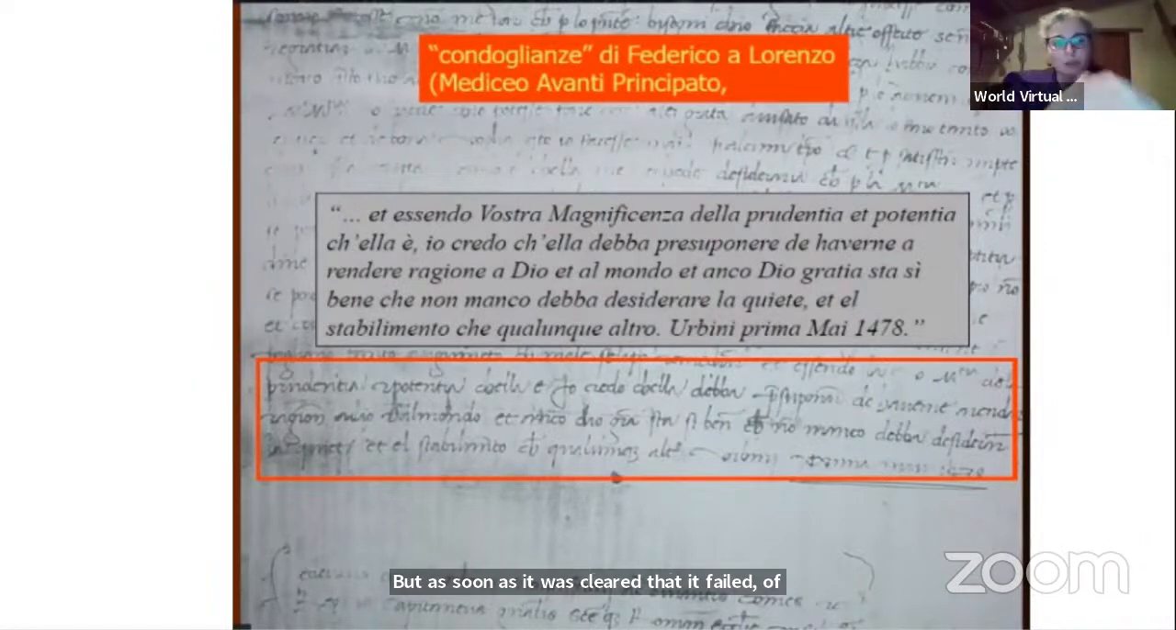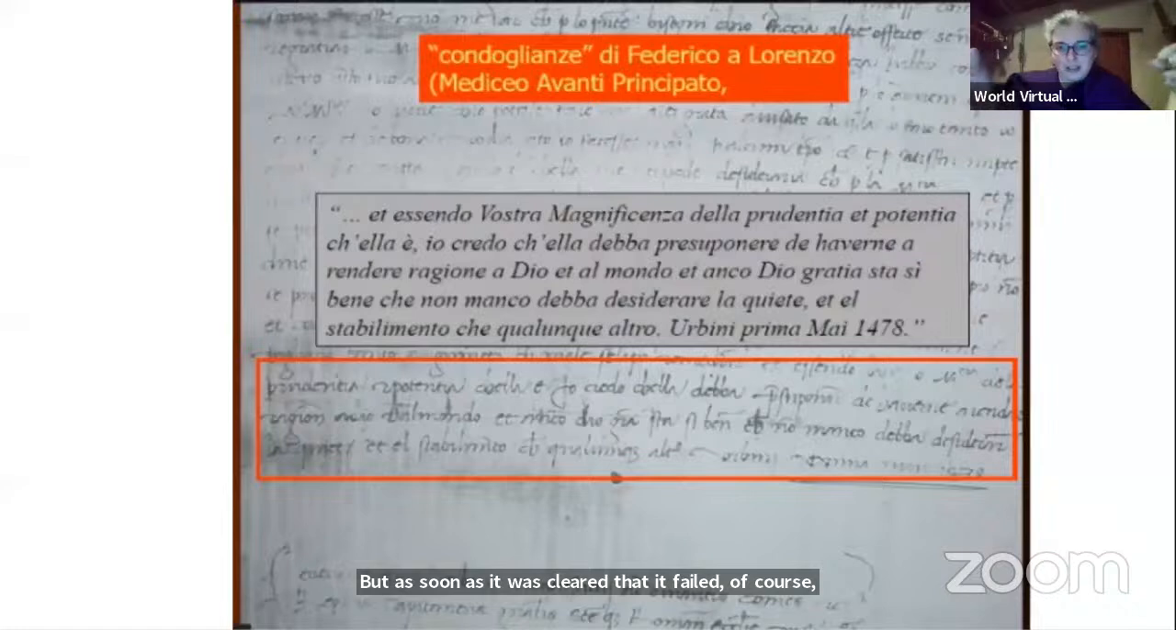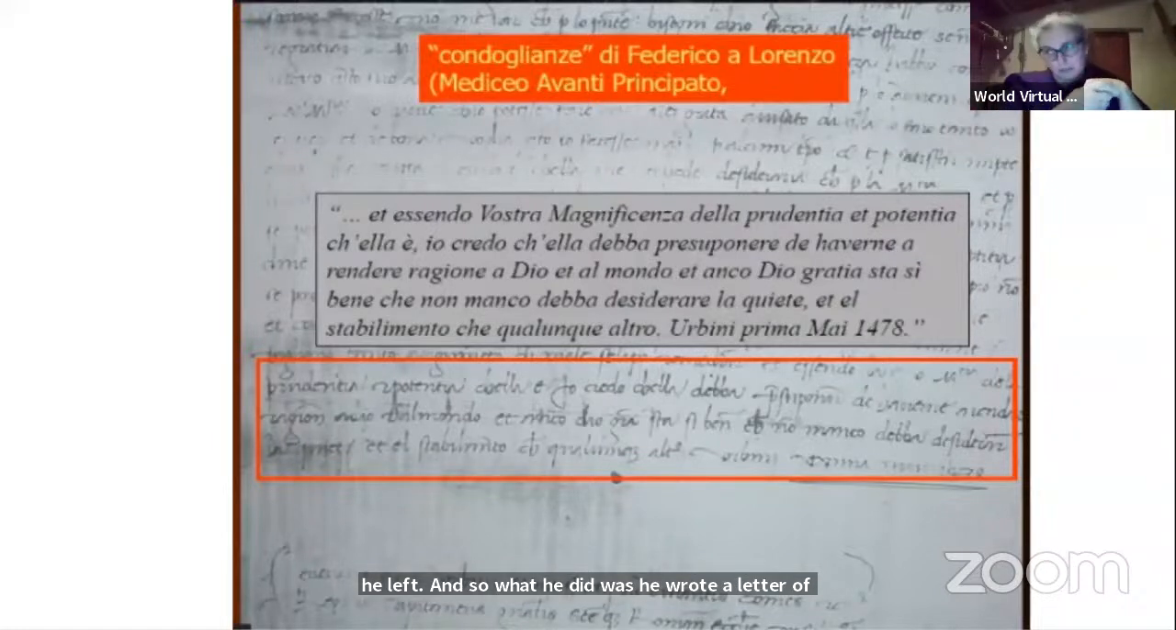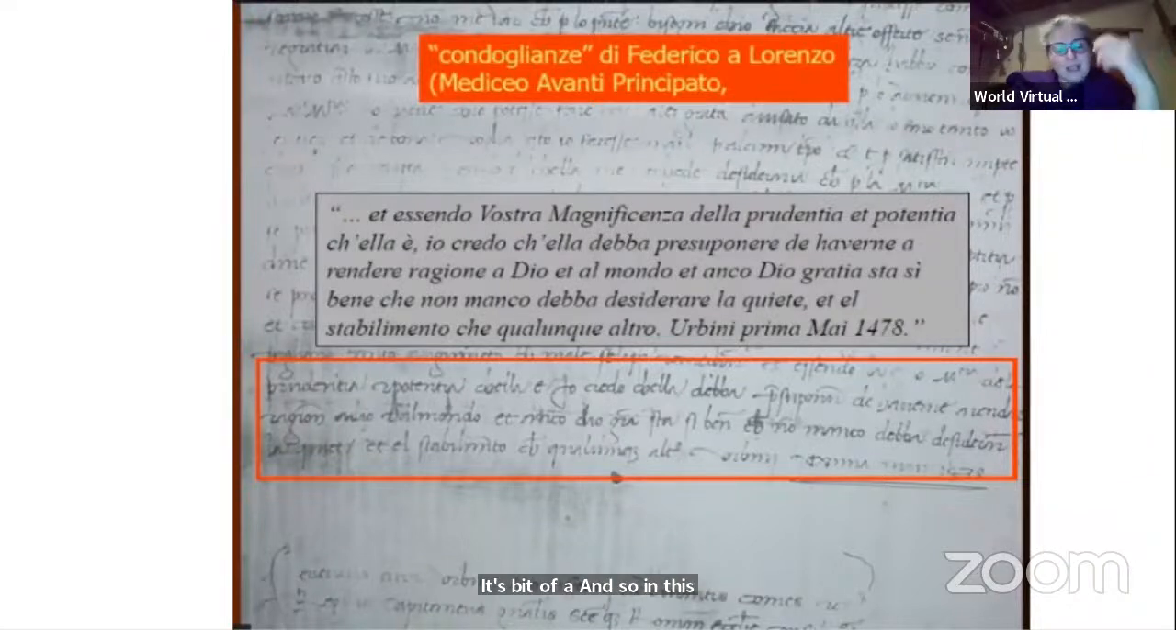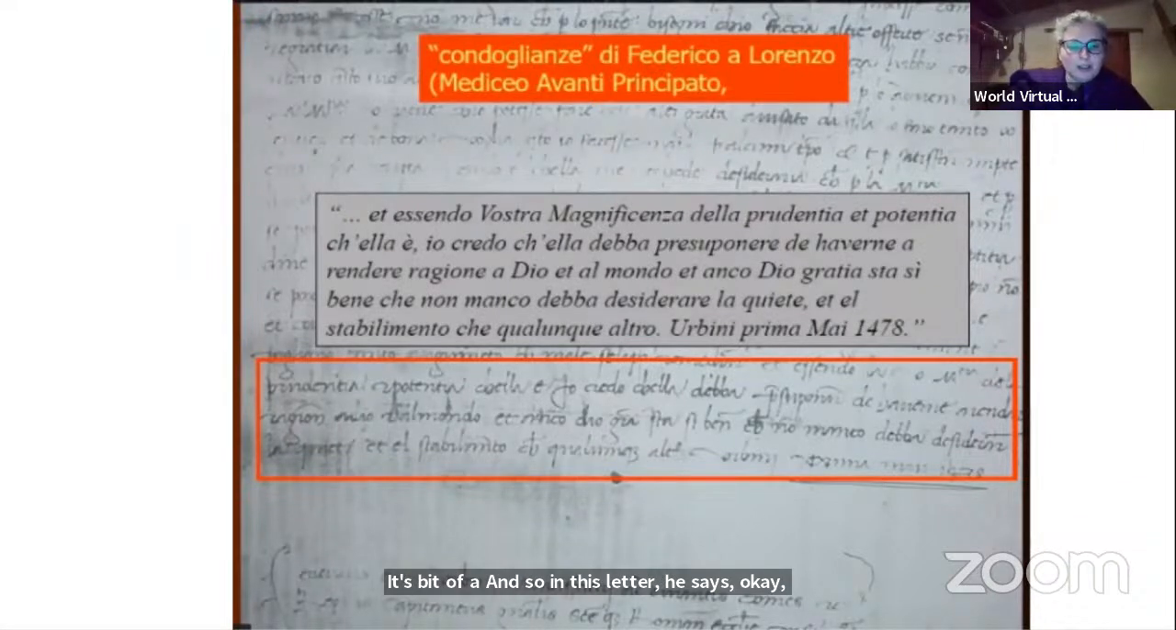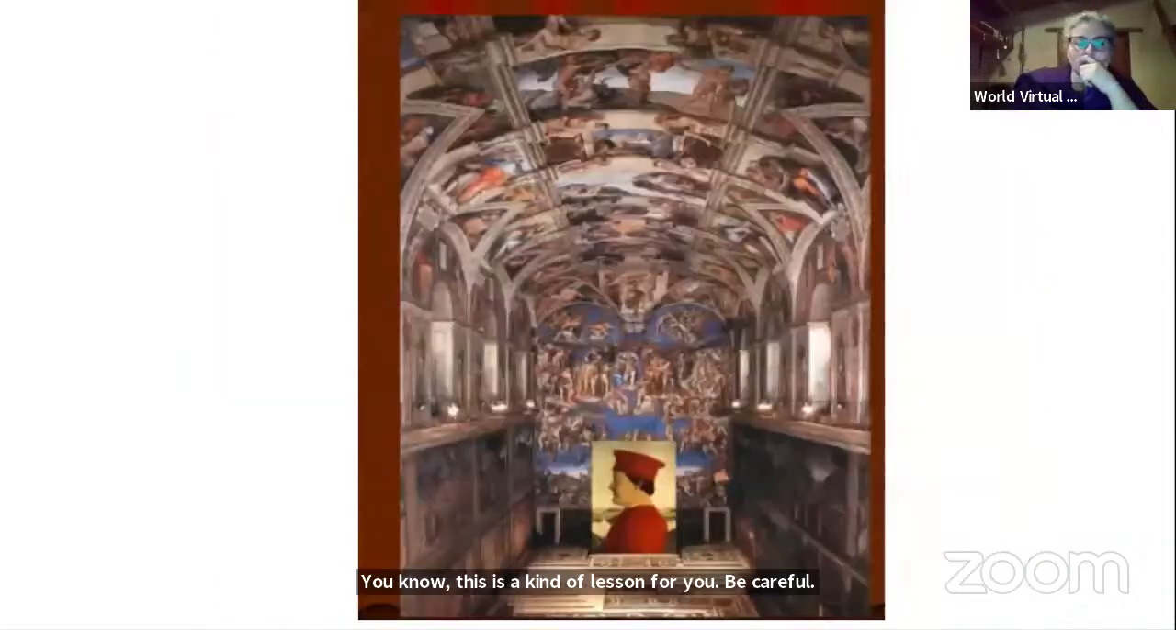And so what he did was he wrote a letter of condolences to Lorenzo de' Medici. And in this letter, he says, okay, condolences, but then, I don't have the translation in English, so here it says in quite strong wording that you should be modest. You know, this is a kind of lesson for you. Be careful. So it's quite menacing language he uses.